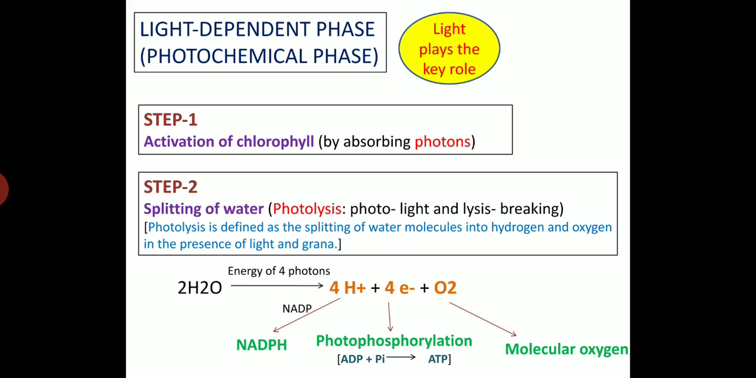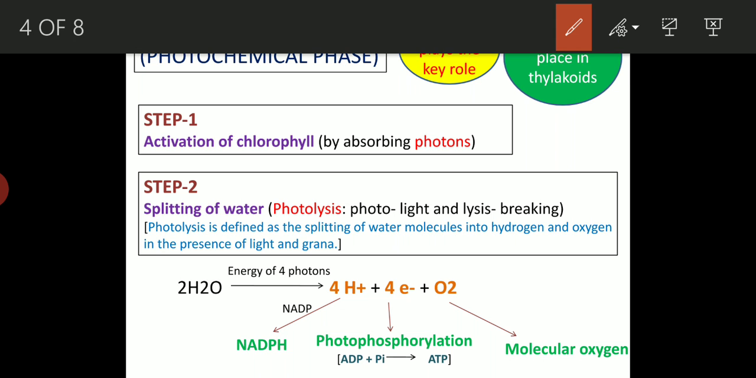And this particular light-dependent phase takes place in thylakoids. I have told you about thylakoids in my previous video while explaining the structure of chloroplast. If you haven't watched the video, then first go and watch that video. Okay? So, this light-dependent phase takes place in thylakoids. Clear? Now, during this phase, two steps are there. First one is the activation of chlorophyll. First, chlorophyll gets activated. How will chlorophyll get activated?